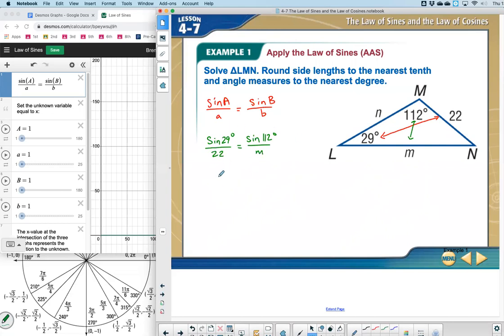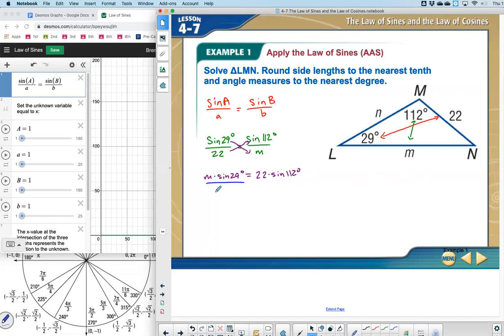So in previous school years, I got to this point and said, hey, you learn this. Most DISD teachers called this butterfly method, butterfly technique, where you cross multiply and divide. You would multiply your m times sine 29, and you would set that equal to 22 times the sine of 112. And then specifically, I'm solving for m. M is multiplying. How do you get rid of multiplication?